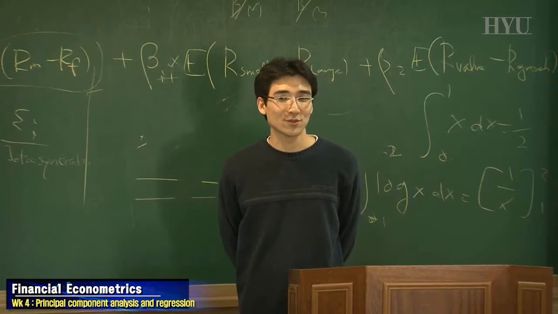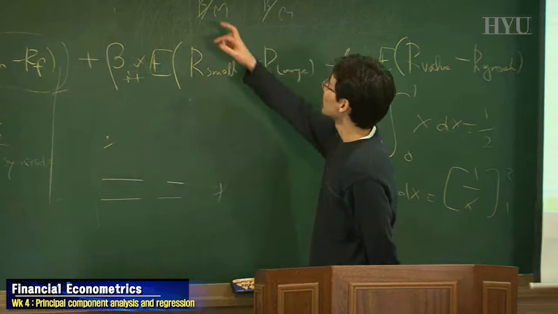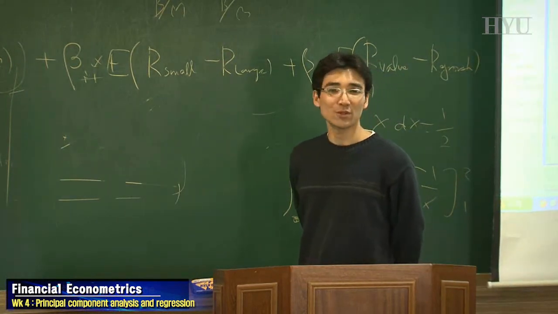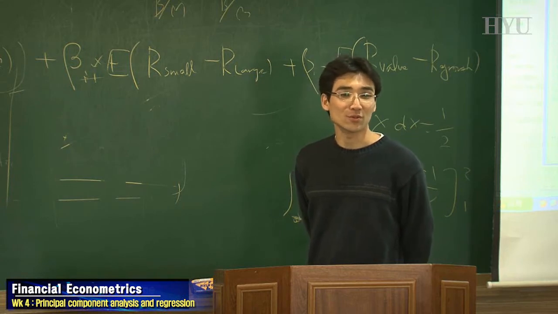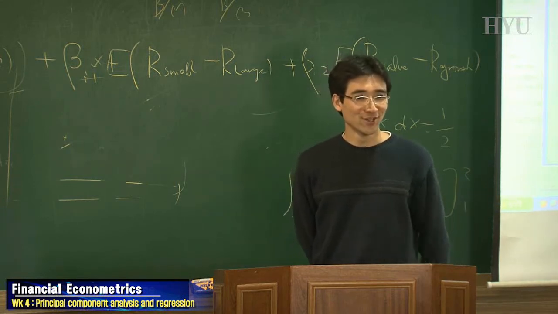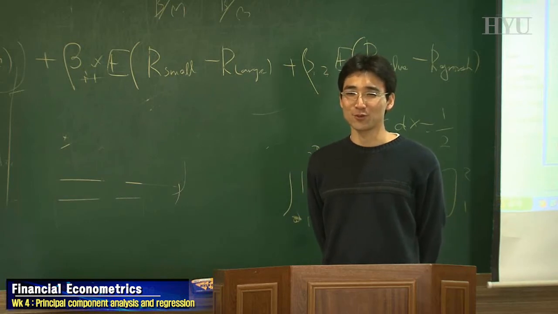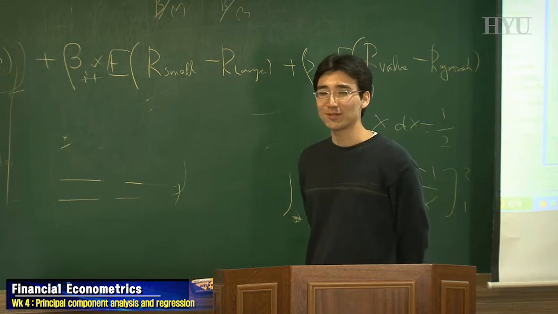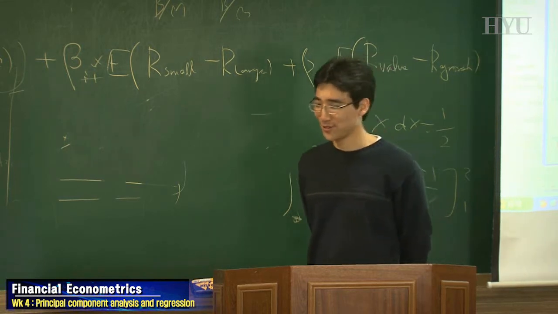Any question? Some people say that the inverse of the book-to-market ratio, M over B, is sometimes called Tobin's Q. M over B is Tobin's Q. You all know Tobin's Q, right? No? Tobin's Q is also very important, but I don't have time to explain that. So please search Google as well.